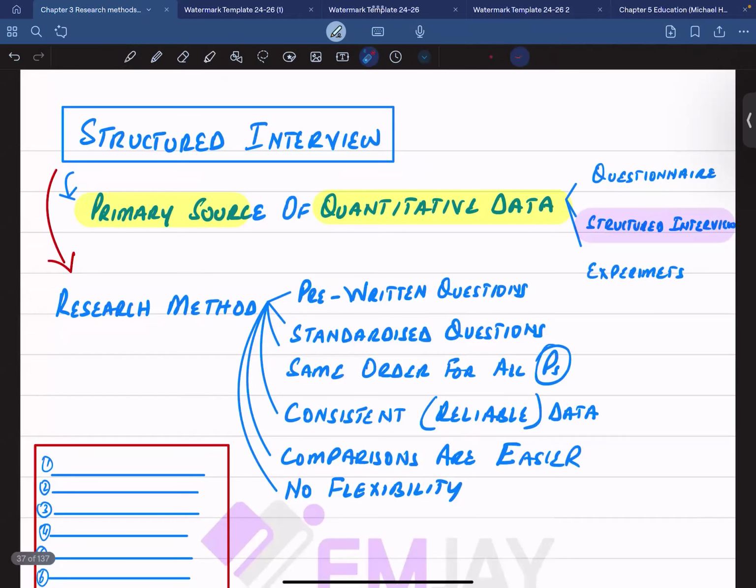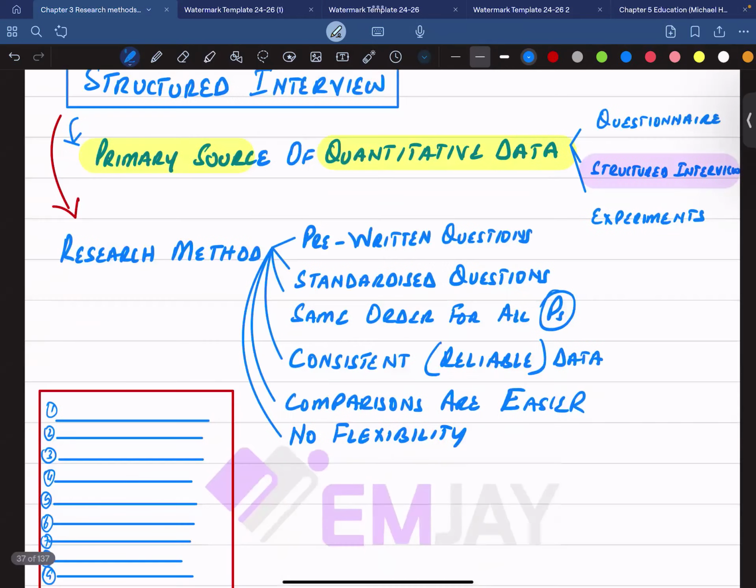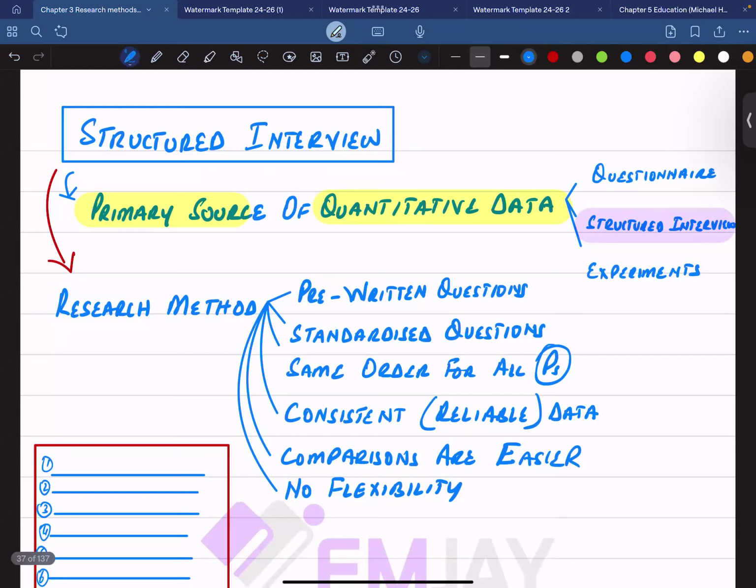Now, we just spoke about structured interviews. Let me remind you all, structured interviews are a primary source of quantitative data. There are three different primary sources of quantitative data that are part of our syllabus. To begin with, the first one is questionnaires, the second one structured interviews, and the third one is experiments. We'd be discussing experiments in the next lesson. About questionnaires, we're already done with it. About structured interviews, a few salient features here.